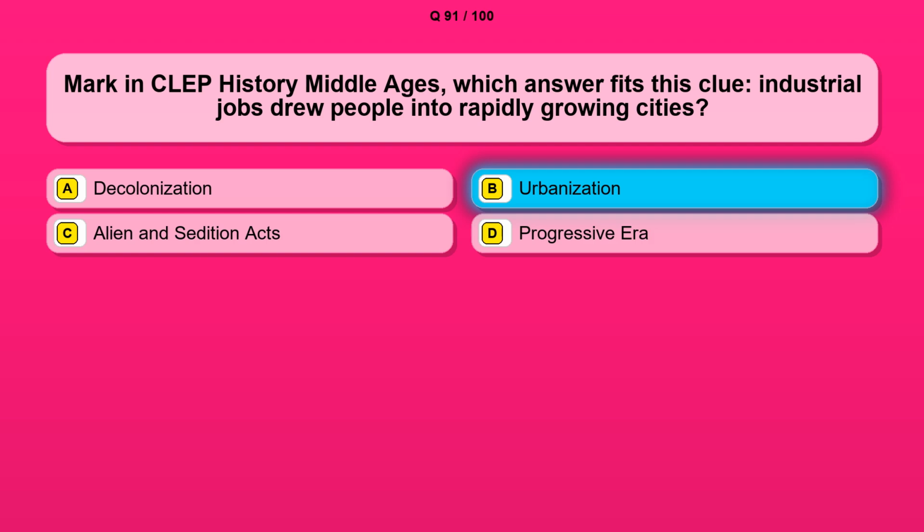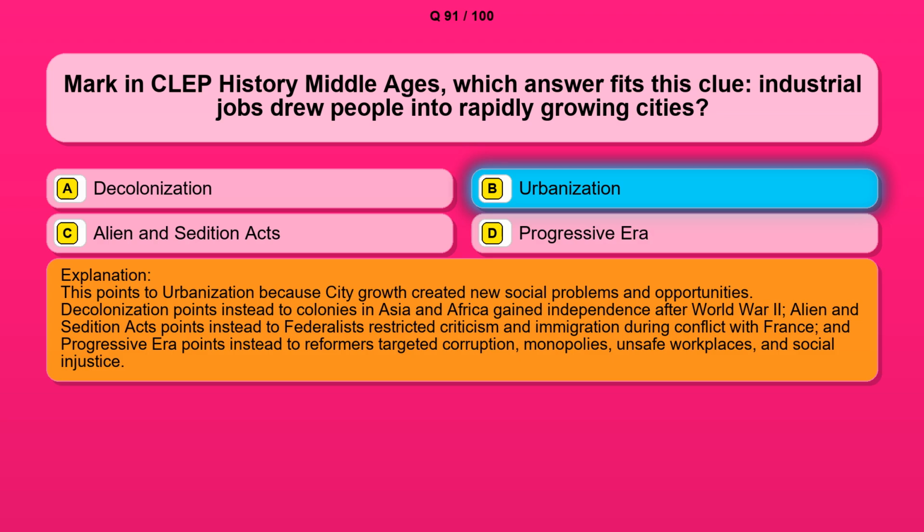The correct answer is option B, urbanization. This points to urbanization because city growth created new social problems and opportunities. Decolonization points instead to colonies in Asia and Africa gaining independence after World War II. Alien and Sedition Acts points instead to Federalists restricting criticism and immigration during conflict with France, and Progressive Era points instead to reformers targeting corruption, monopolies, unsafe workplaces, and social injustice.